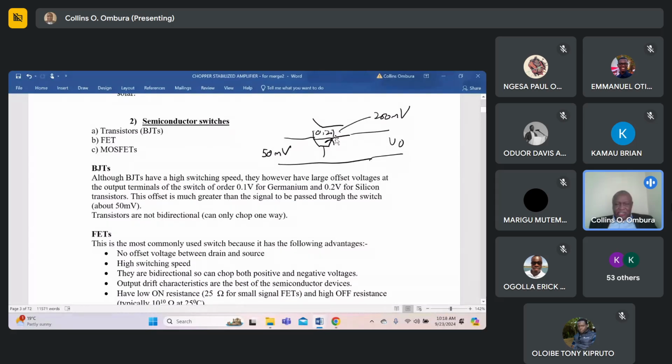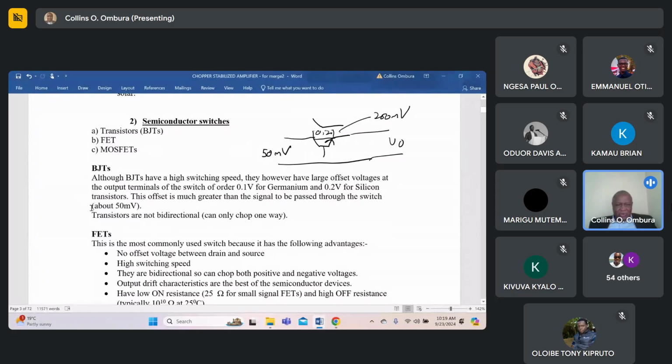The other disadvantage of the BJT is that for it to chop, if it's an NPN, the collector must be positive with respect to the emitter. And if the signal at the input changes its polarity, so that the collector is negative, then the transistor cannot operate in that mode, because the collector emitter junction will be reverse biased. So the BJT is never used because of the large voltage drop across the collector and the emitter when it is used as a switch, and also it only chops in one direction. So we never use it.